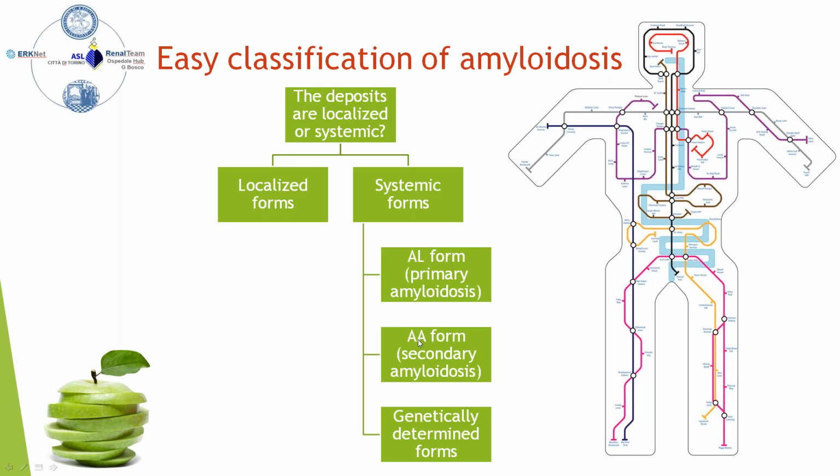While the form associated with serum amyloid A is called secondary amyloidosis because historically this form was associated with infectious and autoimmune diseases. Now, the leading cause of this form of amyloidosis are autoinflammatory diseases, that are genetically determined forms of inflammation. And then there are the so-called genetically determined forms of amyloidosis.